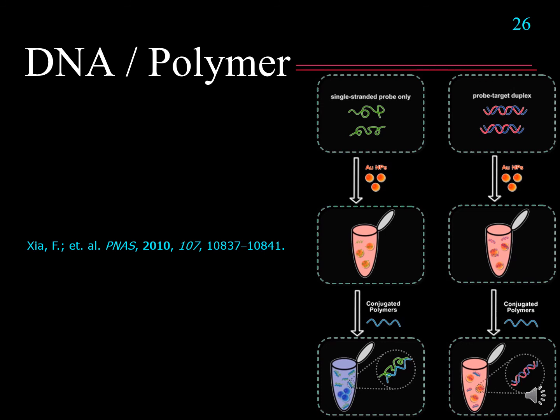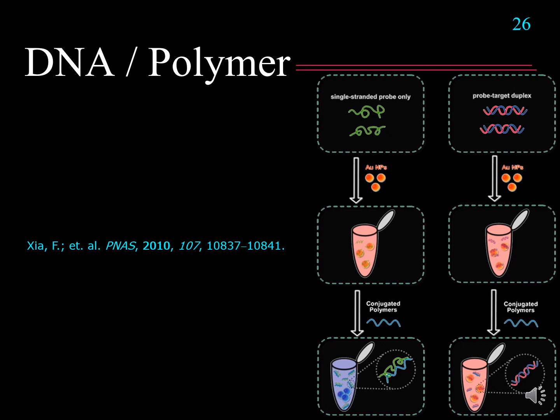But if we start from a probe and target duplex already in the very first step, right? With gold nanoparticles, they stabilize, but conjugated polymers cannot remove the probe from the gold nanoparticles. So as a result, our gold nanoparticle is still stabilized by the DNA system. So the color is still red, for example. So we can use the polymer and gold together for detection.